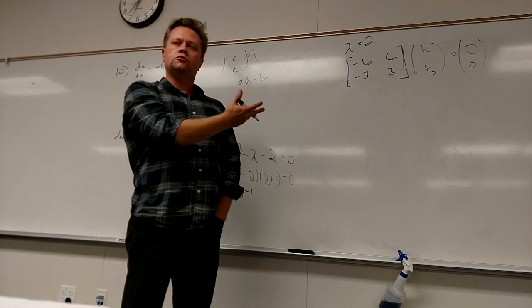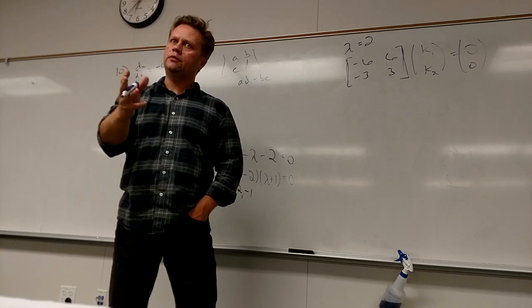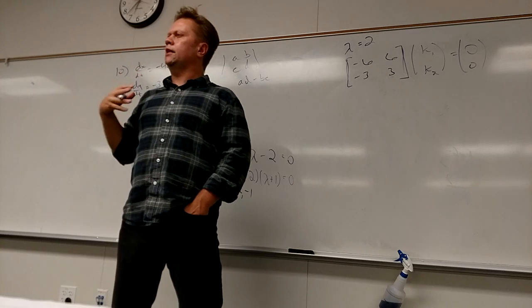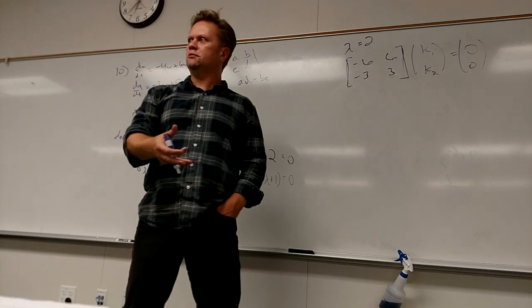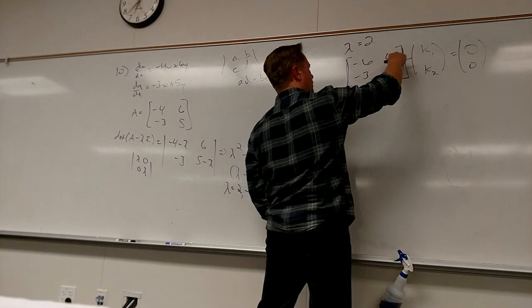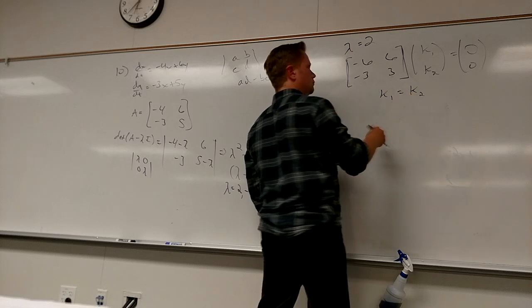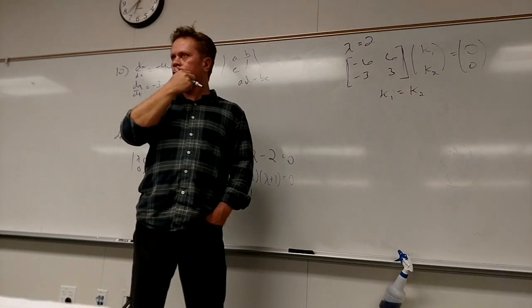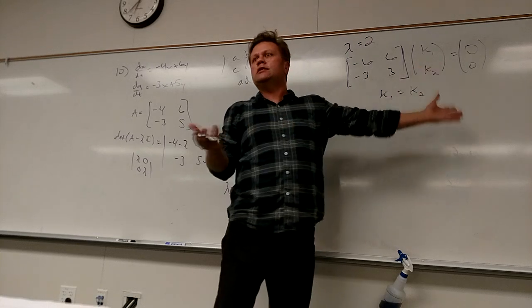So what's got to be true then? This is almost always going to happen. This is why they're eigenvalues, because they lead to such strange yet beautifully simple matrix problems. Either way you look at it, negative K1 plus K2 equals 0, so therefore K1 has to equal K2. Negative 6K1s plus 6K2s is 0, so then K1 has to equal K2.